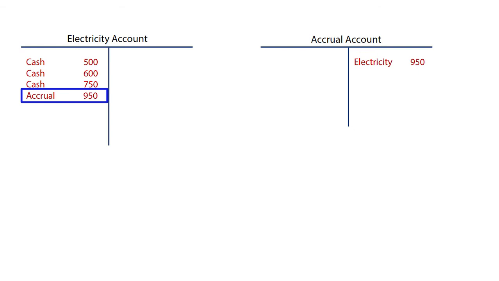Then we go to the accrual account. We don't go to the cash account because it has not been paid, and credit it. The entries have now been made. Let's move on to balance the accounts.